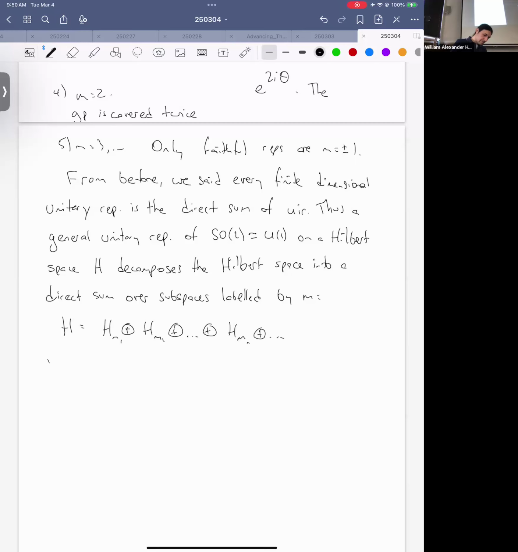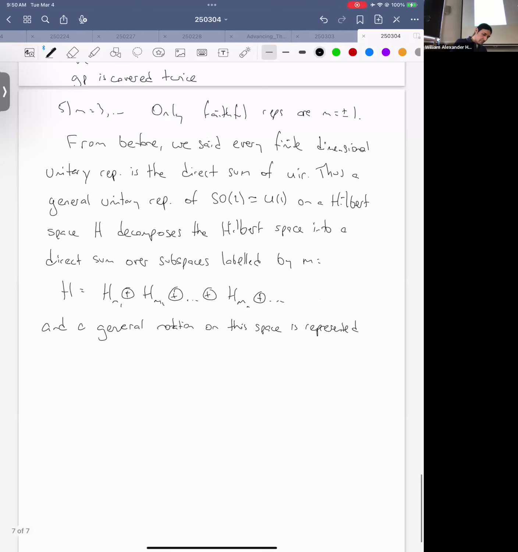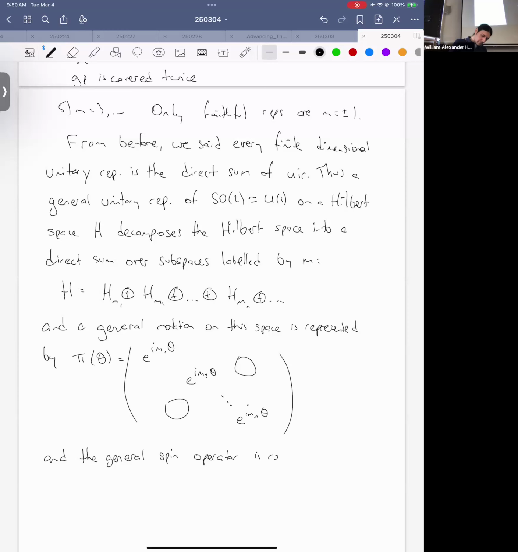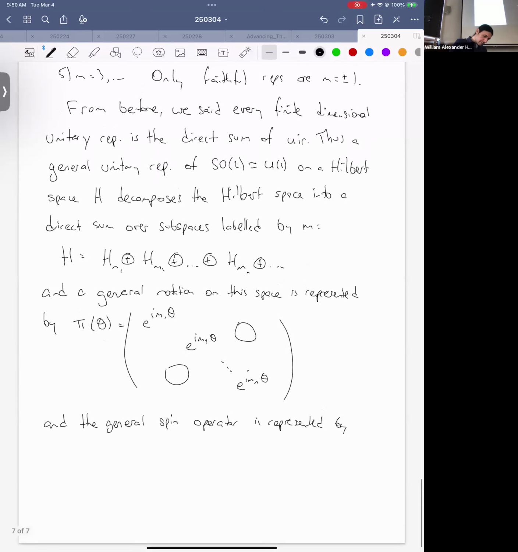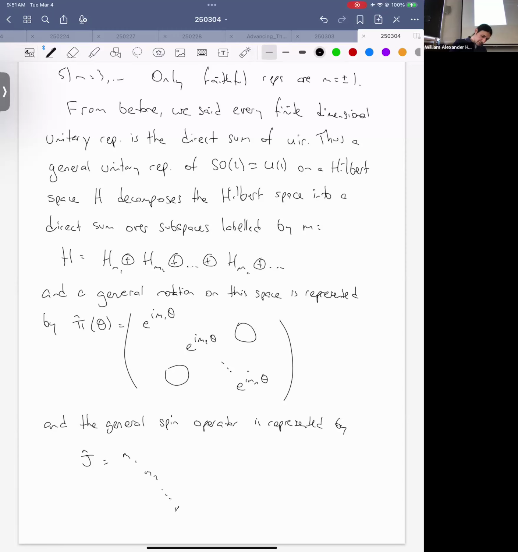And a general rotation is represented by pi of some theta, which is e to the i m1 theta, e to the i m2 theta, and so on, e to the i mn theta. Everything else is 0. And the general spin operator is represented by J hat, which is m1, m2, and so on and so forth, down to mn, and so on and so forth.